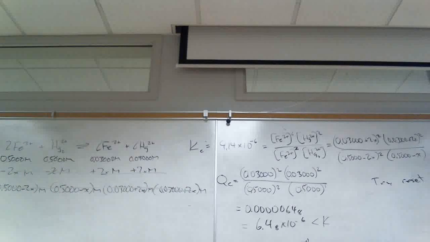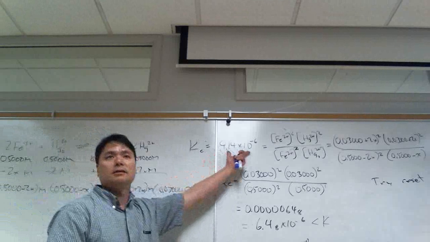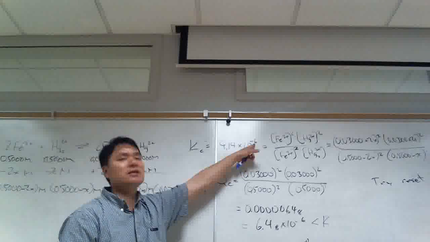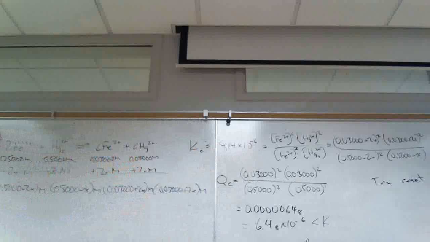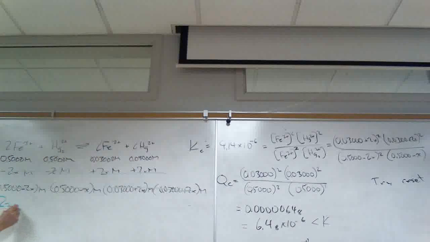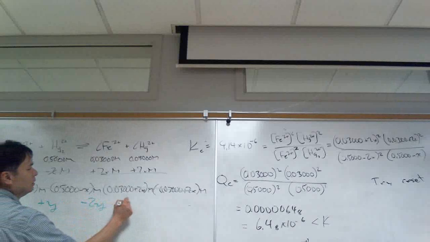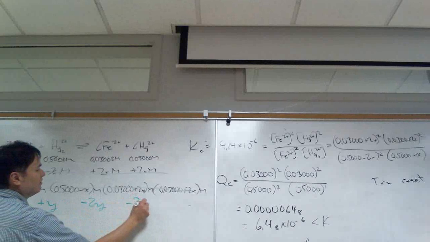When I reset it, I want to shift all the atoms to the left or all the atoms to the right. To the left. Why to the left? Because the 10 to the minus 6 means it's mostly reactant. And so this is 10 to the minus 6, so we reset it. And so this is going to be plus 2y, plus y, minus 2y, minus 2y.